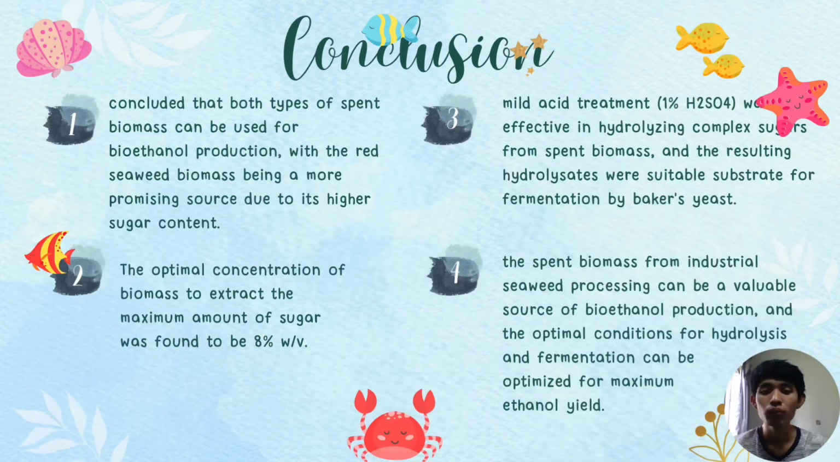That's all. In conclusion, the chosen paper clarified the potential of spent biomass from industrial seaweed processing to be a valuable source of bioethanol production, with the red seaweed biomass being a more promising source than brown seaweed biomass. The paper also pointed out mild acid treatment, which is 1% of sulfuric acid, was effective in hydrolyzing complex sugars from spent biomass, and the resulting hydrolysates were suitable substrate for fermentation by Baker's yeast.